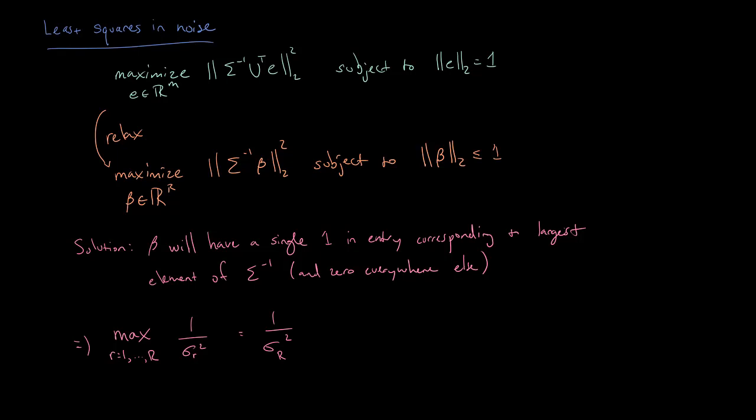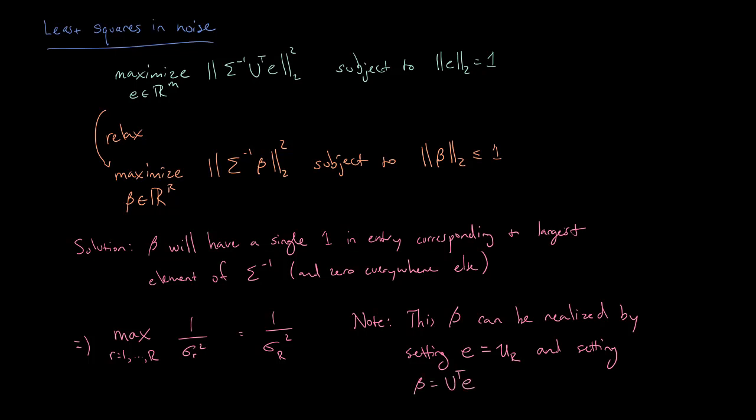And now let's return to this concern I mentioned before. Does the beta that has a single 1 in the entry that selects sigma capital R actually correspond to U transpose E? Well, yes, actually. It just corresponds to setting E to be equal to U sub capital R, or the singular vector in U corresponding to the rth singular value.